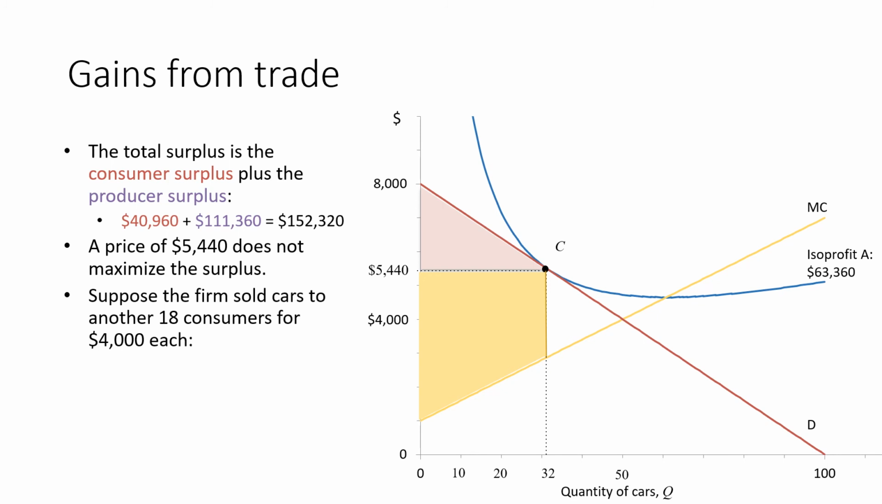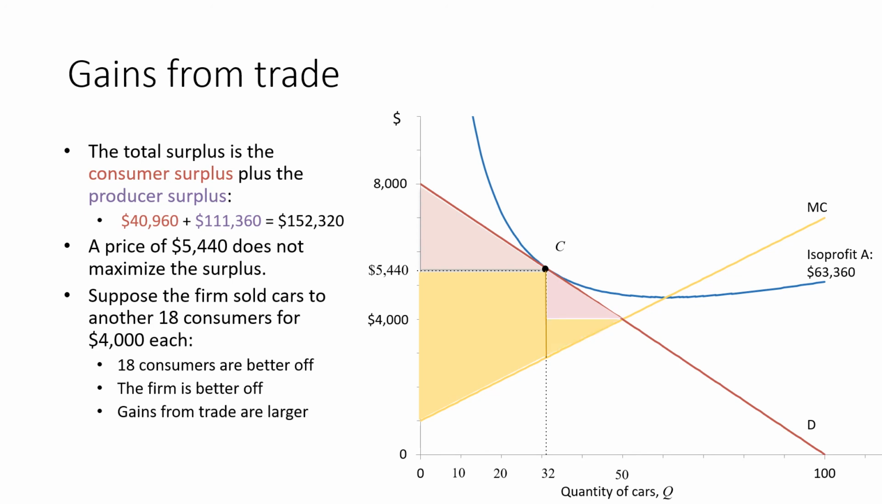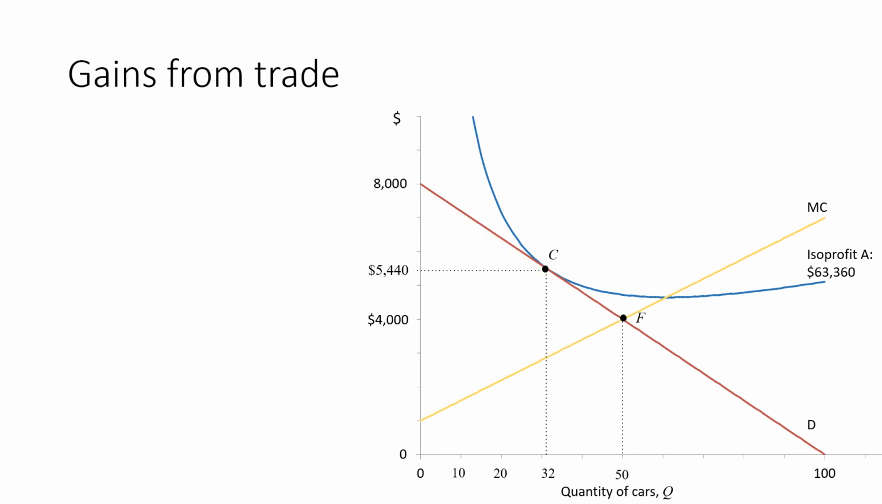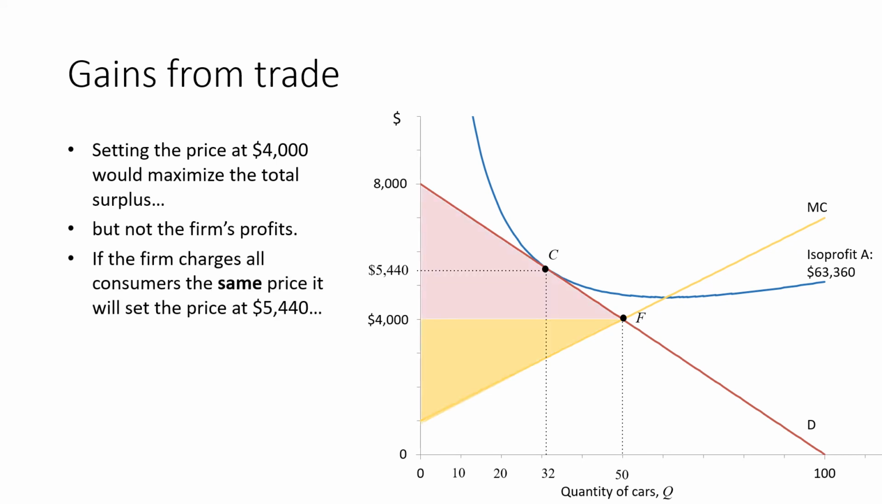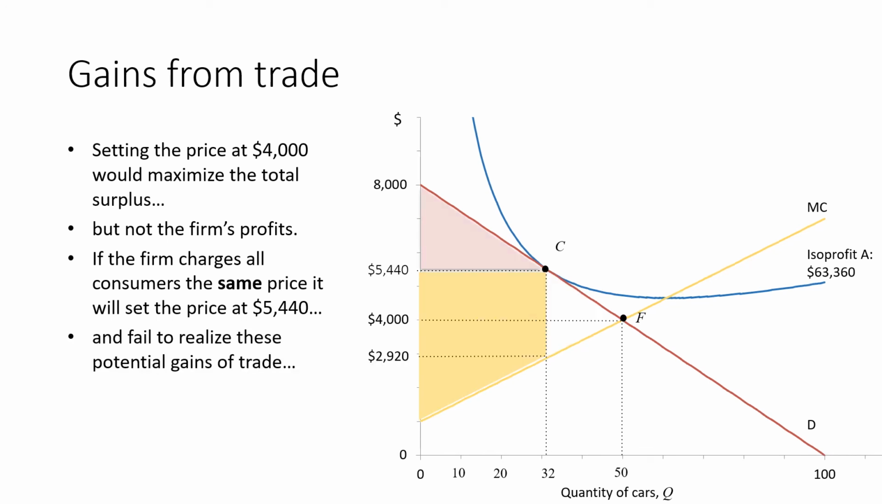So suppose the firm sold cars to another 18 consumers for $4,000 each. 18 consumers are better off, the firm is better off, and the gains from trade are larger. So why not simply charge everyone $4,000? Setting the price at $4,000 would maximize the total surplus, but not the firm's profit. And if the firm charges all consumers the same price, it will sell at 5,440 and fail to realize these potential gains from trade.